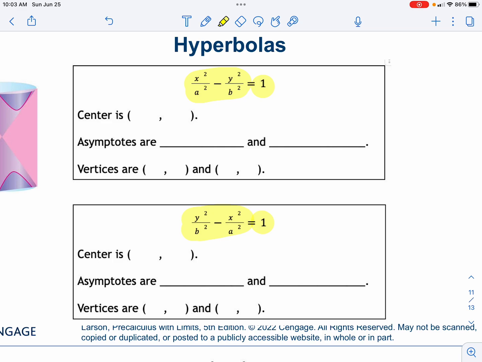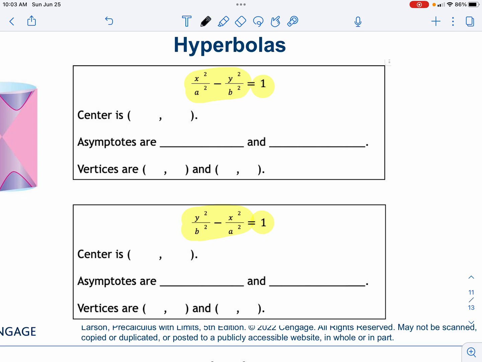And the x squared will always be over a squared. Y squared will always be over b squared. Depending on which term is first, here in the top one, the x squared term is first. Here in the bottom one, the y squared term is first. And so we will be talking about the differences there and what that means.